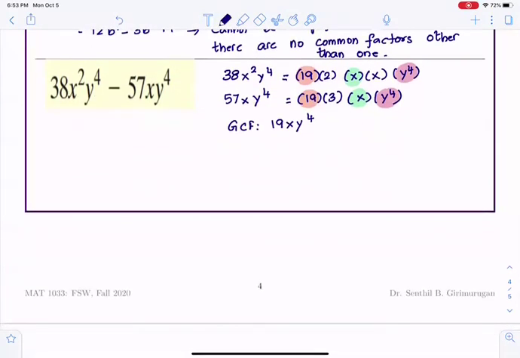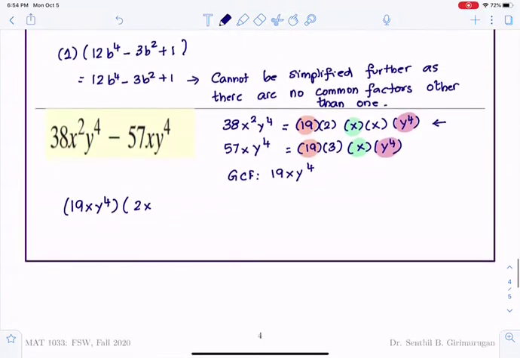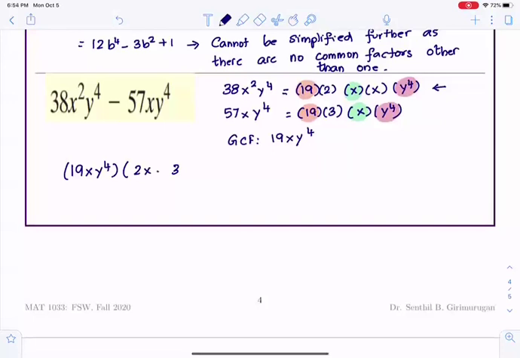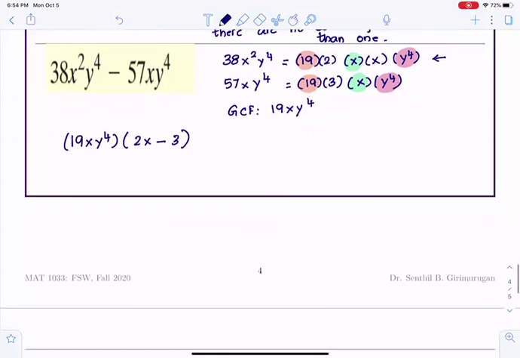Now we have to pull that greatest common factor out, 19x y raised 4. If it comes out, well, what do we leave behind in the first term? We go back and look over there. 19x y raised 4 comes out, leaving behind 2x. In the second term, if I pull out 19x y raised 4, I will leave behind 3. There is a minus in the middle. So that would be the simplified or factored version of the given expression.